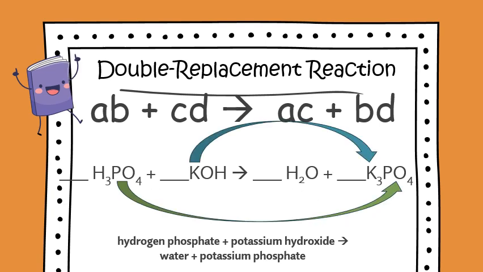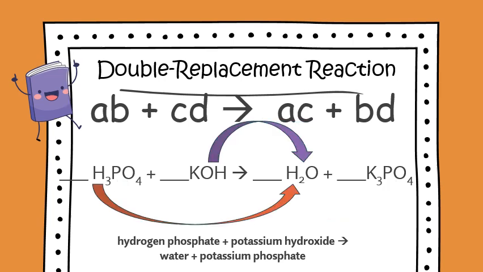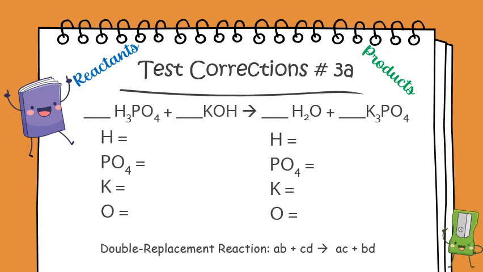During this reaction, the phosphate ion breaks apart from hydrogen to join with the potassium from the potassium hydroxide, which forms potassium phosphate. Likewise, the hydrogen from the hydrogen phosphate joins the hydroxide to form water. We set up our equation and list the elements. I remember that PO4 is a phosphate ion, so I can list it as a unit.